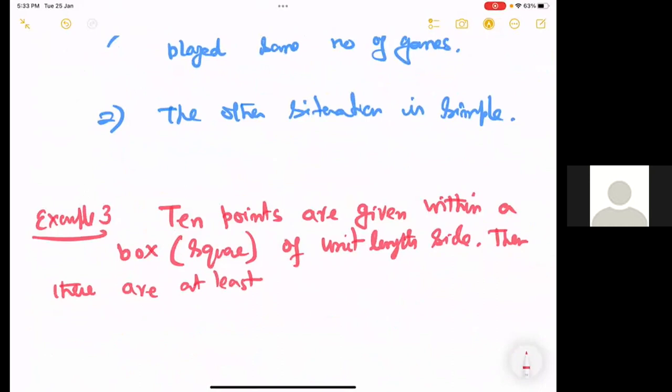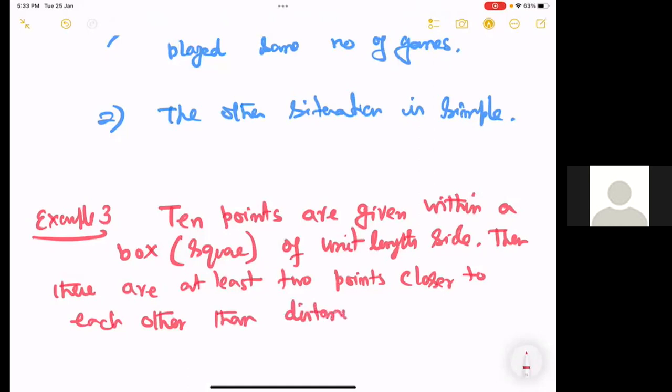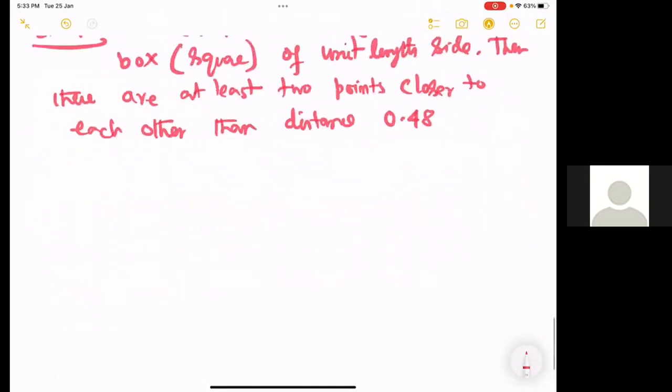So there are at least two points closer to each other than distance. Since I don't write a unit, you could think about it like centimeter or anything.